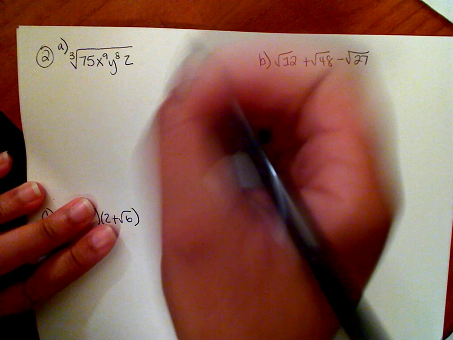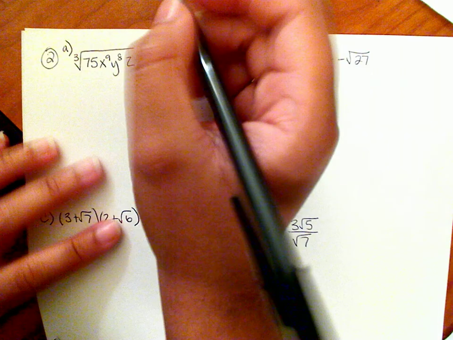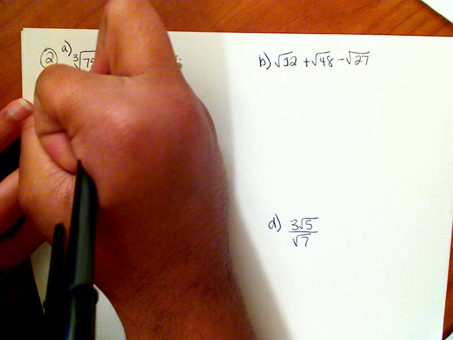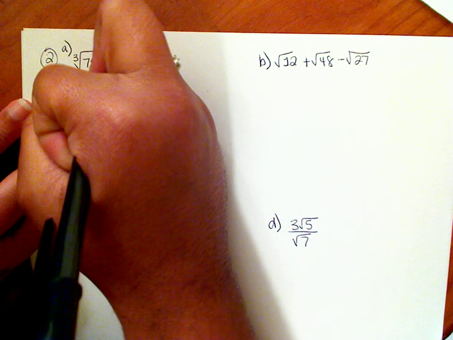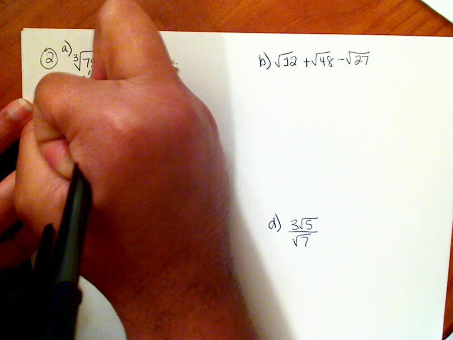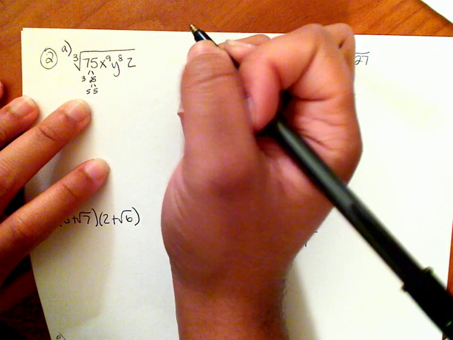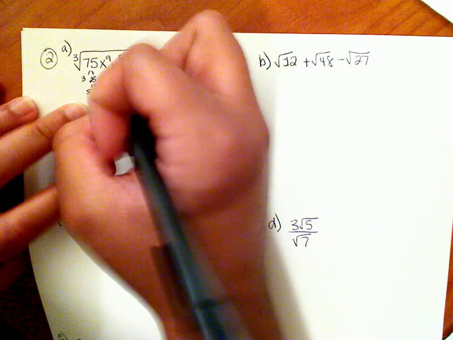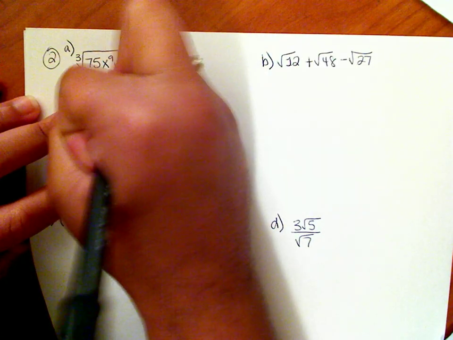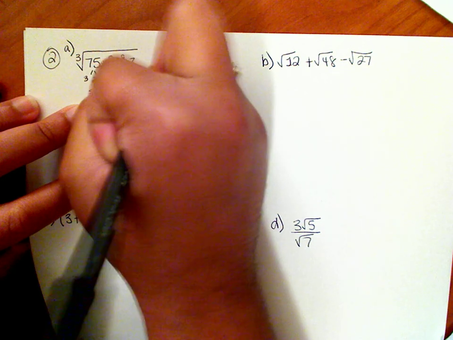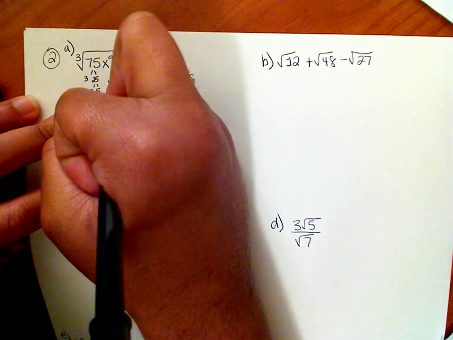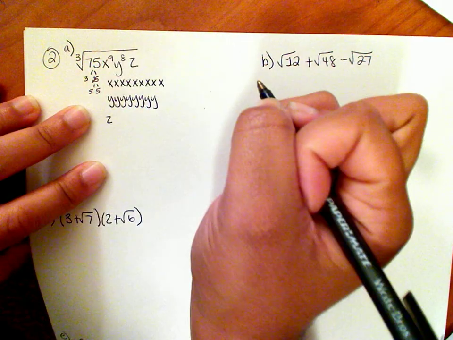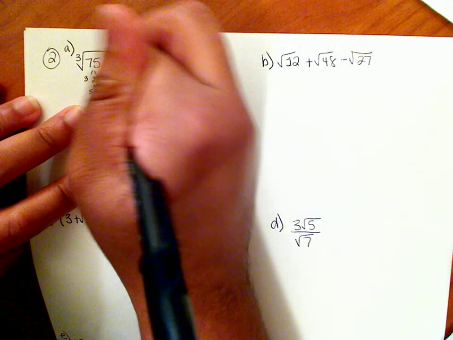Alright, so we have the cube root of 75 x to the 9th, y to the 8th, z. Alright, so let's see if we can factor 75. So 75 is 3 times 25 and then 25 breaks down into 5 and 5. We do not have any groups of 3, so we can't do anything more with that. We have 9 x's, so I'm going to write them out. So 1, 2, 3, 4, 5, 6, 7, 8, 9. We have 8 y's. 1, 2, 3, 4, 5, 6, 7, 8, and 1 z.